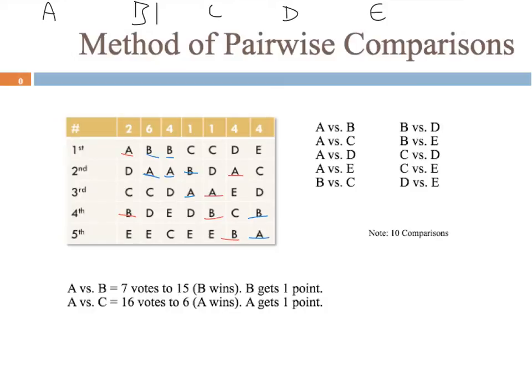All right, the next one, A versus C. A is above C in this column, and this column, and this column, and in this column. That's going to add up to 16. And then C is above A in all the rest, here, here, and here, and that's 6. So 16 to 6, A gets 1 point. We're going to need to record that. So A gets 1 point.